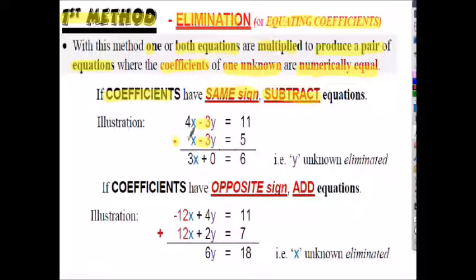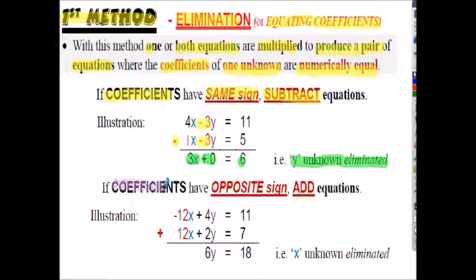So 4x subtract 1x, shown here, would give us 3x. And then -3y subtract -3y will actually be -3y plus 3y, and that's where we get the plus 0y in this case. Then 11 subtract 5 gives us a value of 6. And as you can see, we've now eliminated the y unknown from the equation. We can solve for the x by simply rearranging. In other words, we've got a simple equation to solve.